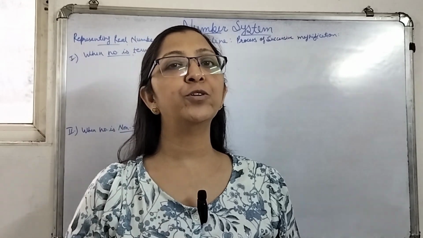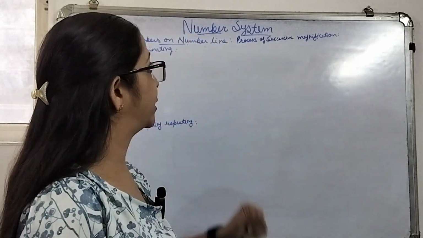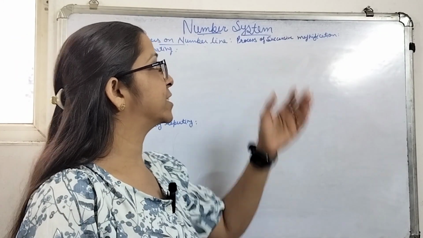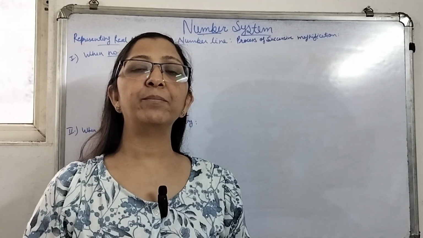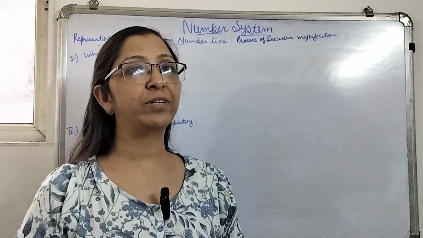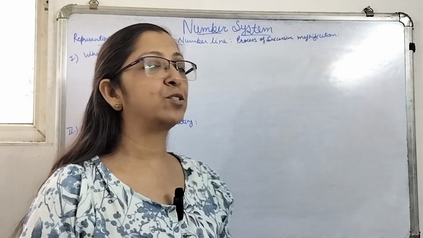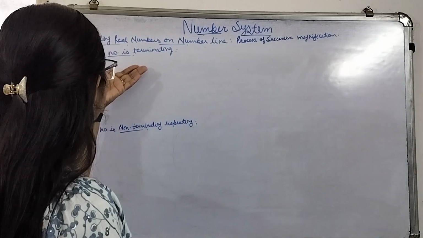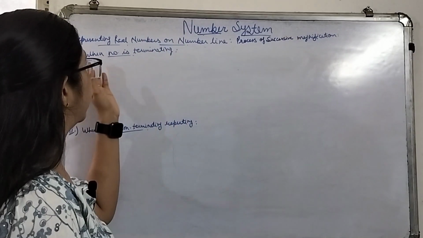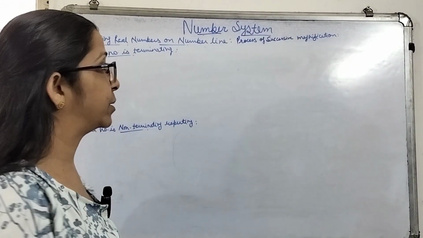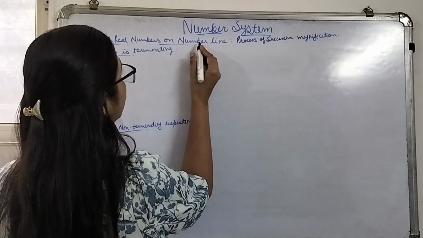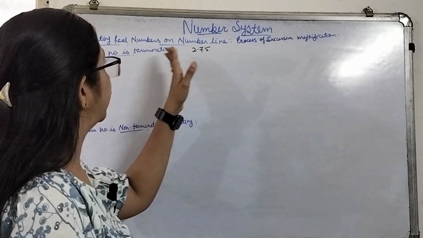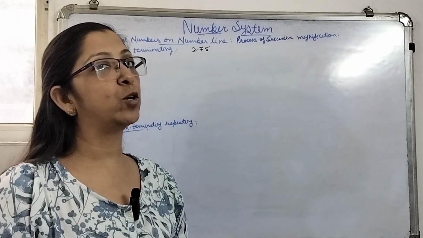Now let's see how to represent real numbers on the number line. Real numbers are represented on the number line by the process of successive magnification, because we are magnifying the numbers between any two given numbers. The first condition is when the number is a terminating decimal representation. Suppose the number is 2.75. This is a terminating number, and we have to represent it on the number line.